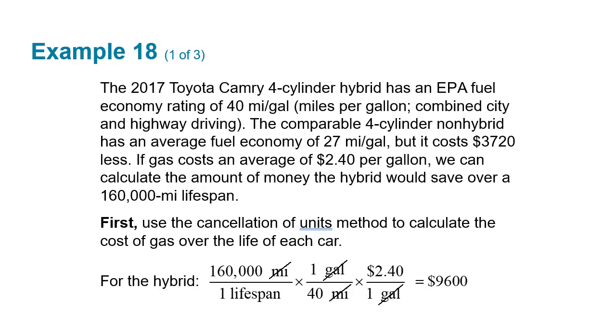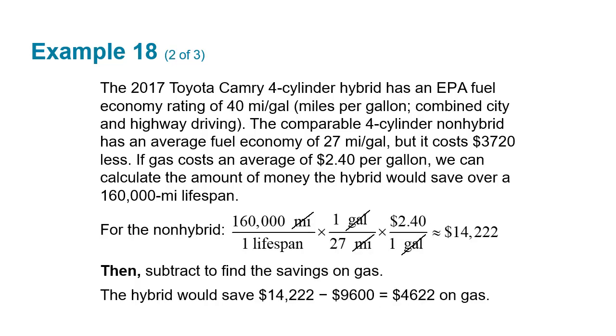160,000 miles equals 1 lifespan. But we also get 1 gallon over 40 miles, right? 40 miles per gallon. So that cancels our miles. And then we have $2.40 per gallon, so the gallons cancel. If you multiply across the top, you only have money. If you multiply across the bottom, all you have is 1 lifespan, right? So it's going to cost us $9,600 per lifespan, so over the lifespan of the car. Then we redo everything with the other car's stats of 27 miles per gallon, and $2.40 is still the same price. And we get $14,222.